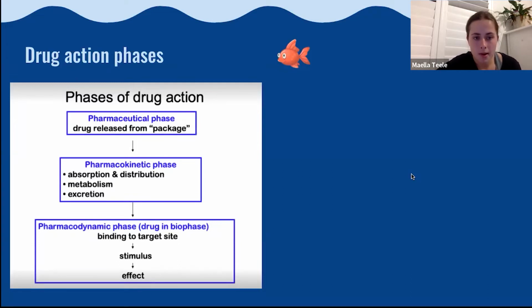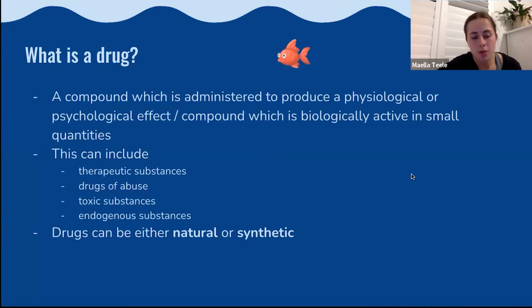Next up, what is a drug? So a drug is pretty much just a compound which is administered to produce an effect to the body. So that could be physiological or psychological. And it's also biologically active in small quantities. So you don't really have a massive pill to take when you take a drug. It's quite a small quantity, so quite powerful. This can include your drugs of abuse, your therapeutic substances, toxic substances, and endogenous substances. And drugs can be either natural, either plant-derived or natural, or synthetic. That's synthesized from chemicals.